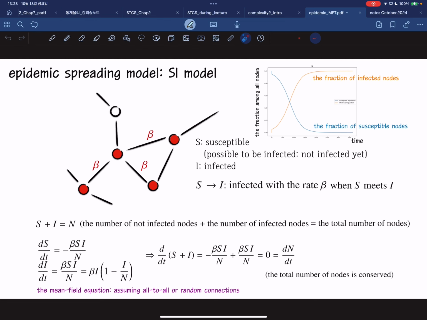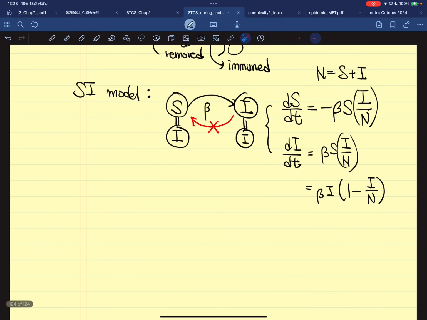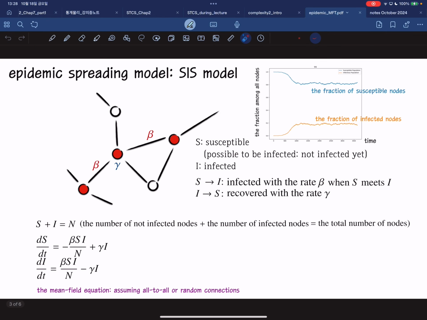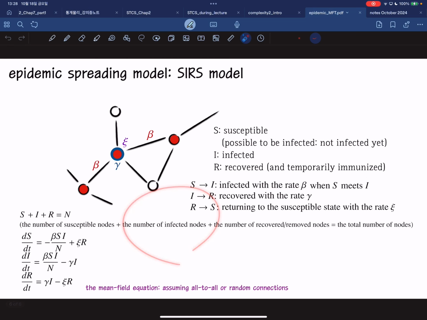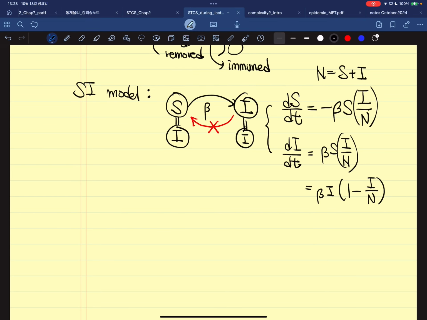So this is a detailed explanation of this, and of course we can have other things like SIS, for example. In this case, there is a chance that this infected individual can naturally recover with the rate gamma. So we have not just a decreasing term, but we have an increasing term here because of this recovering process. And of course, the recovering process does not require interaction between two individuals, so we only have this I term, etc. And if you have a permanent immunization or removed state, we have three variables, and this can be described like this, and also even more complicated situations. This is a basic treatment of this SI model.